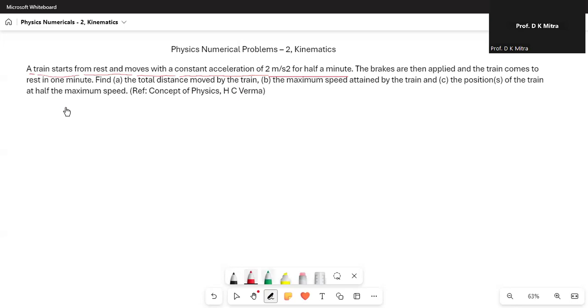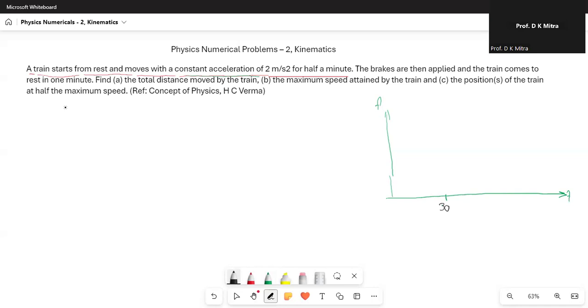So let's first try to make a diagram. This is the acceleration axis, and this is the time axis, and this is acceleration, say F. It says that it moves with a constant acceleration for half a minute. So time up to 30 seconds, the train moves with a constant acceleration.